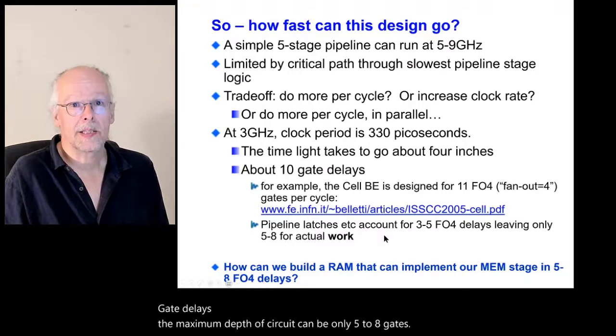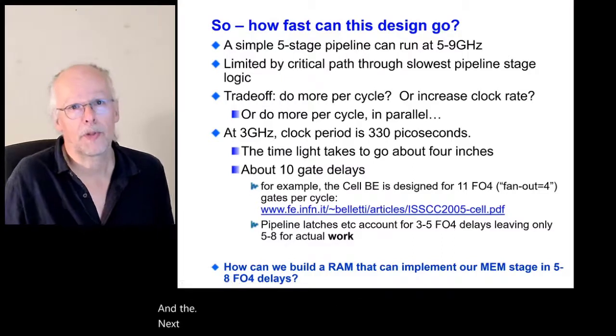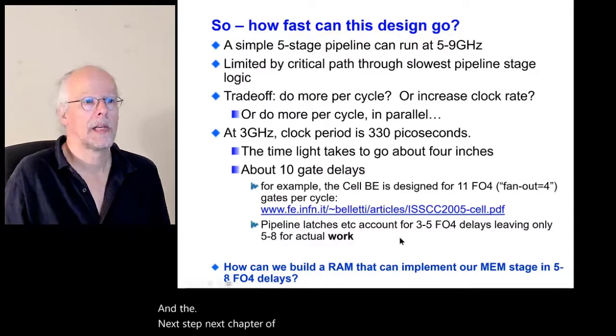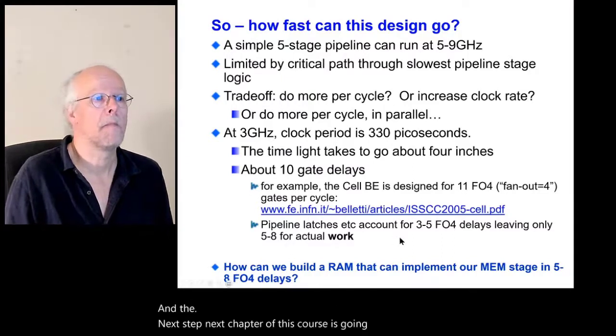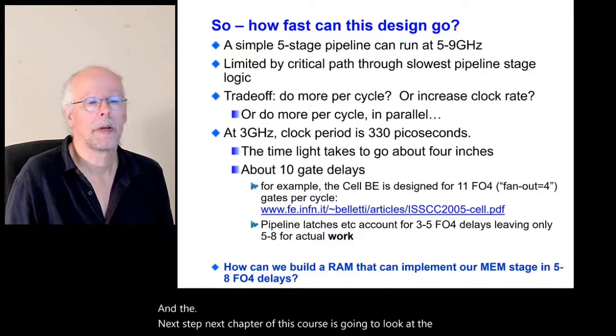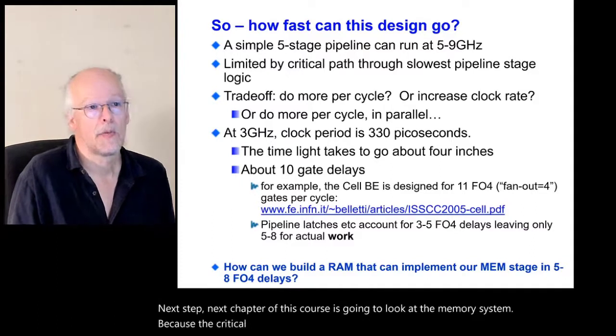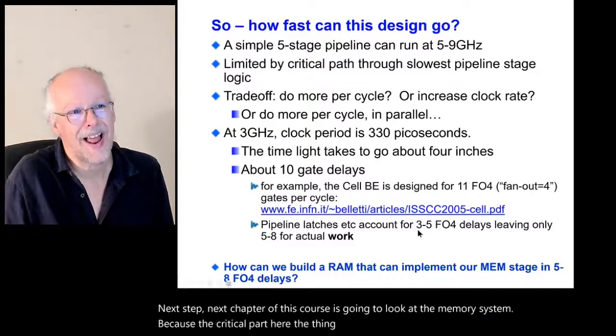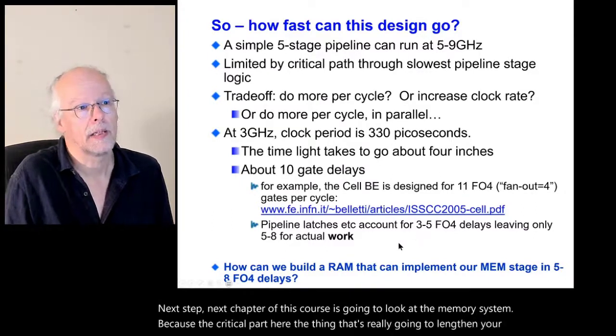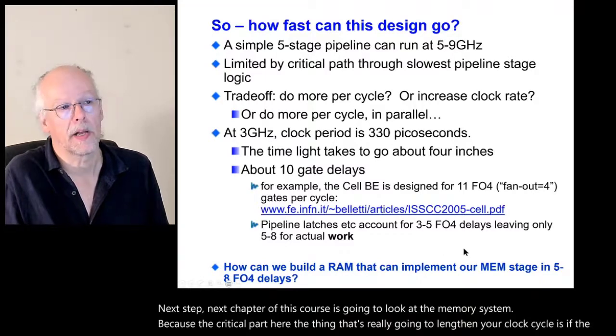And the next step, the next chapter of this course, is going to look at the memory system, because the critical part here, the thing that's really going to lengthen your clock cycle, is if the memory stage in your pipeline is too long.